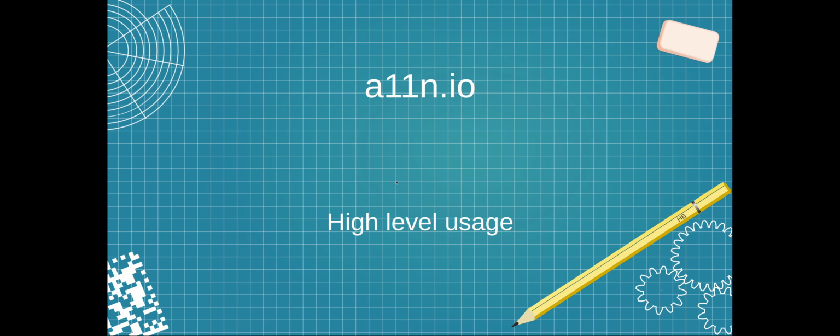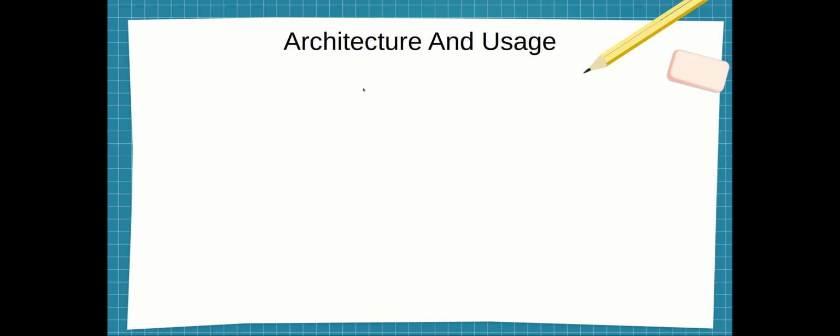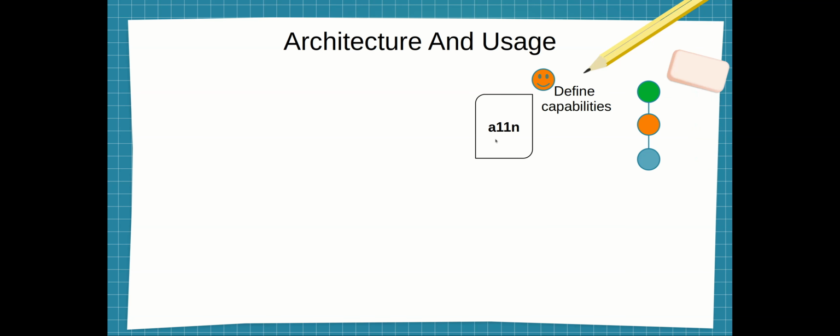Okay, here's a quick example and some explanation of how the a11n IO Cerberus application works. It's a very high-level look at the architecture and usage of the personas and actors in the system. So we've got the a11n, or Cerberus nicknamed, application.